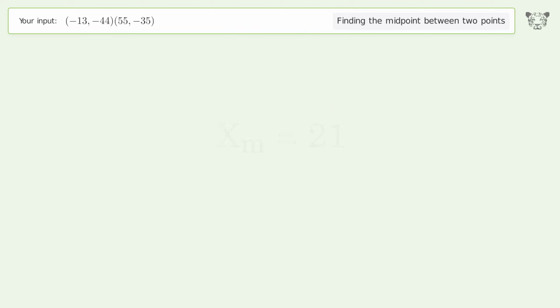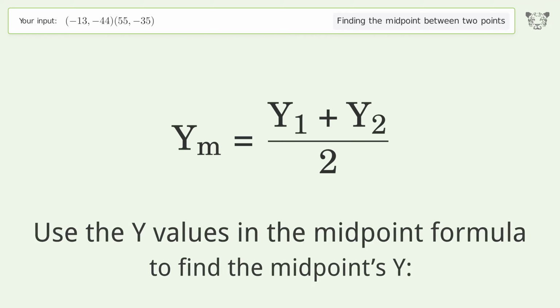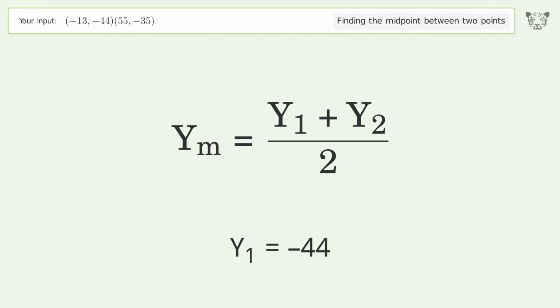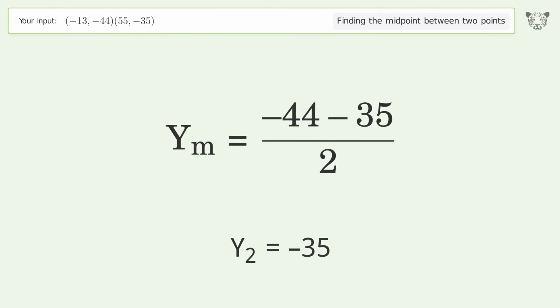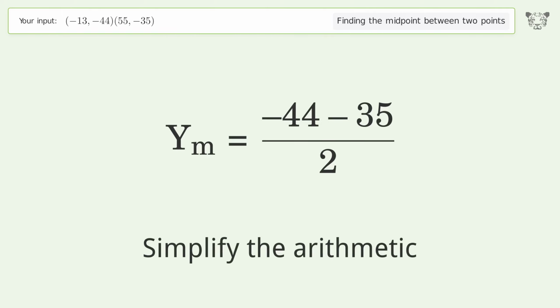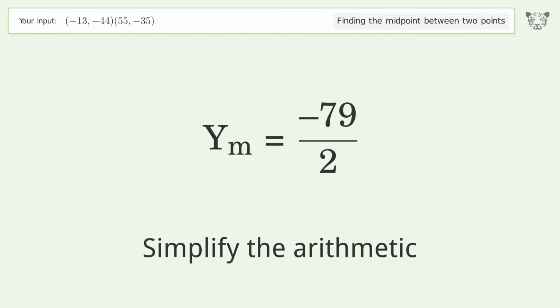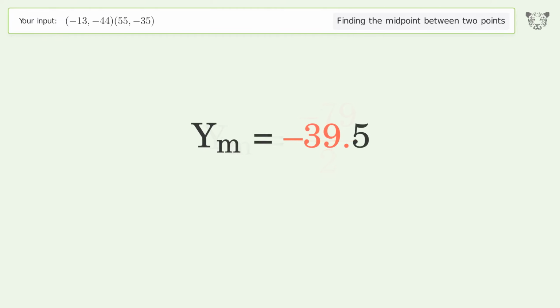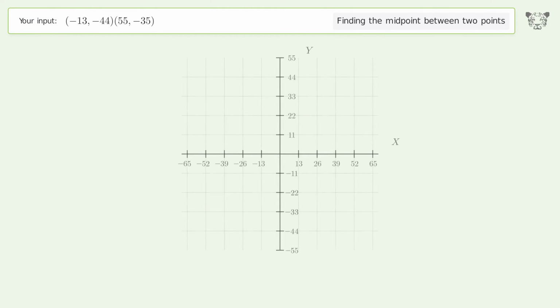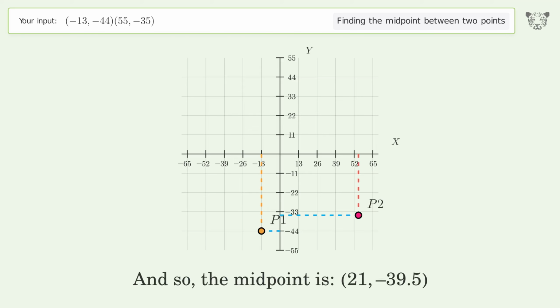Use the y values in the midpoint formula to find the midpoint's y. y1 equals negative 44. y2 equals negative 35. Simplify the arithmetic. And so, the midpoint is 21, negative 39.5.